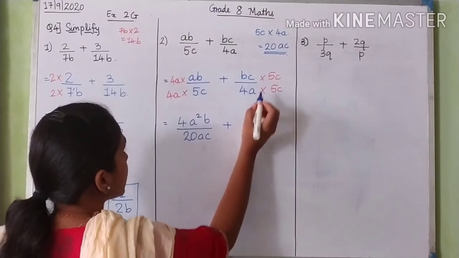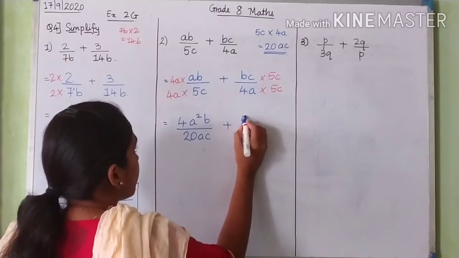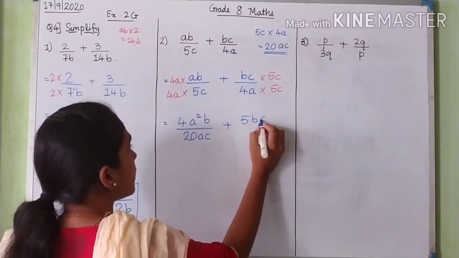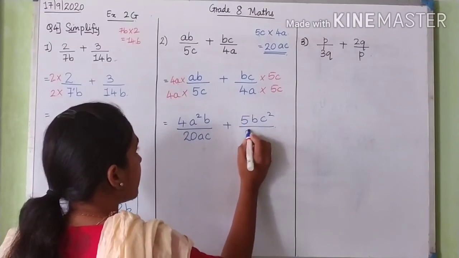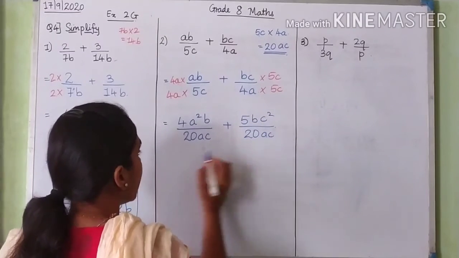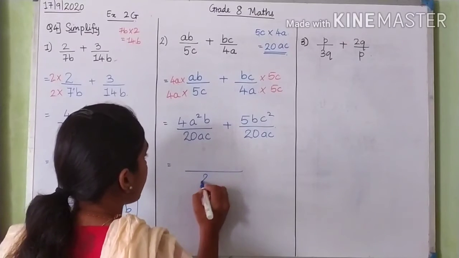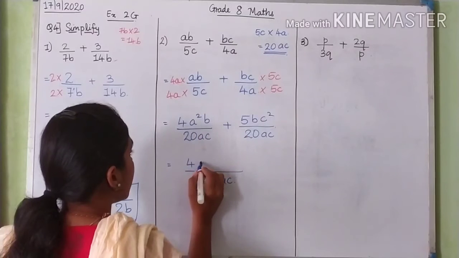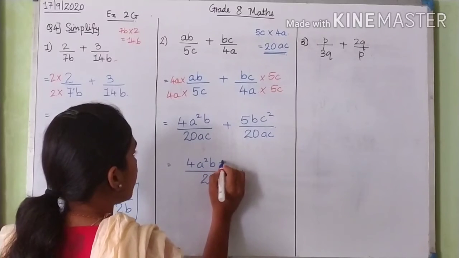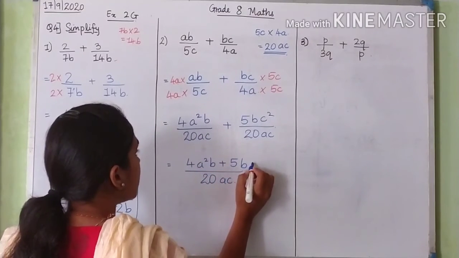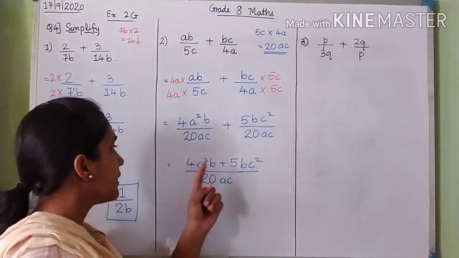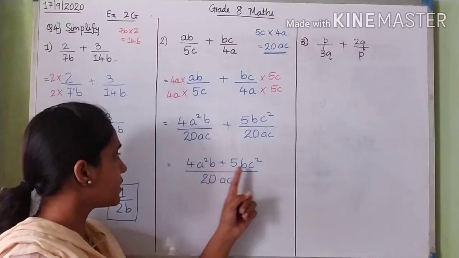Then the next one, there is one number 5, b, there is one b, and c into c. Similarly, what is c into c? c square, and denominator 20ac. Now I have got both the denominators equal. The numerators are 4a square b plus 5bc square. Now here you can see that b is common to both these terms.